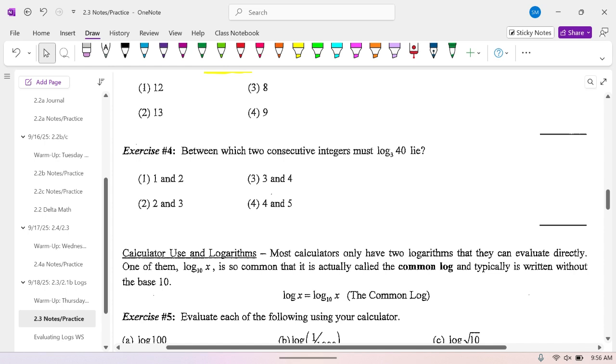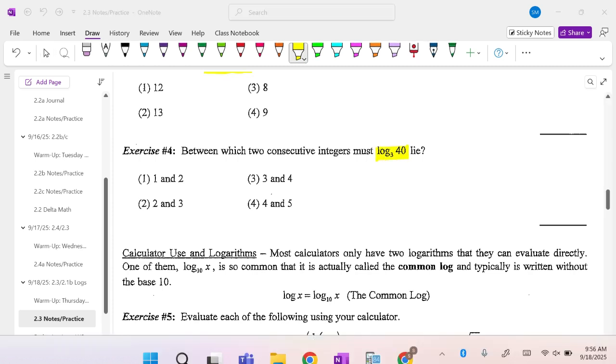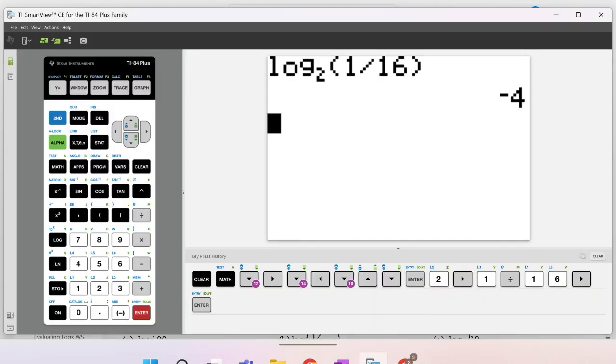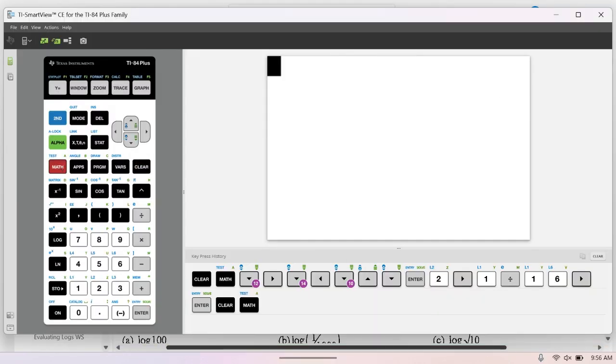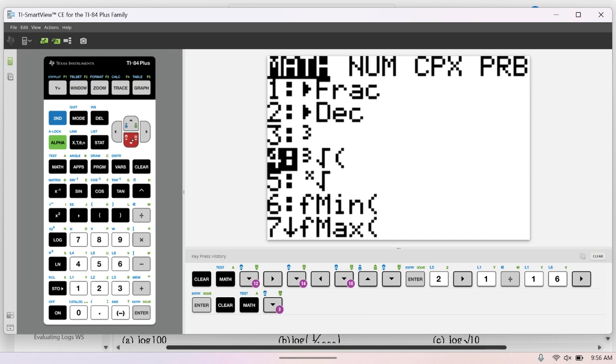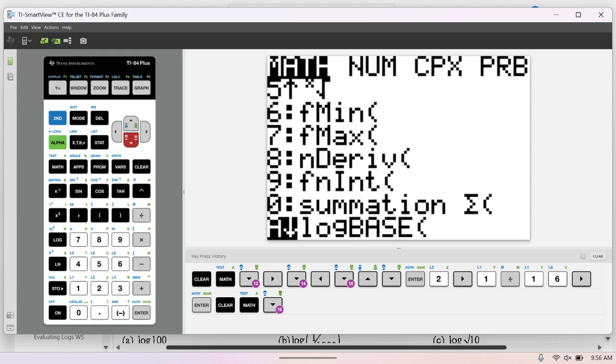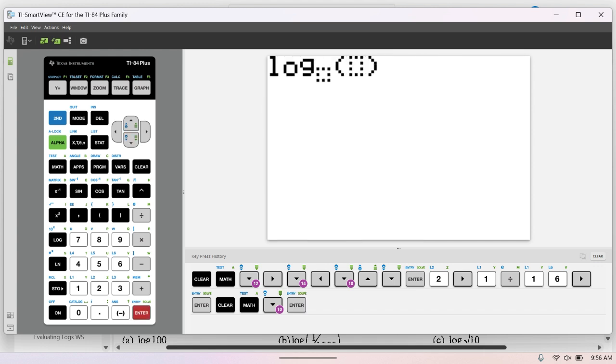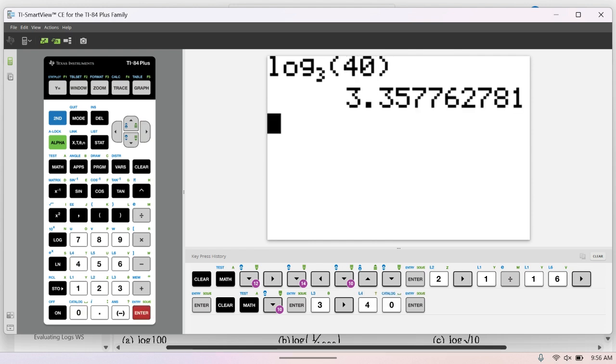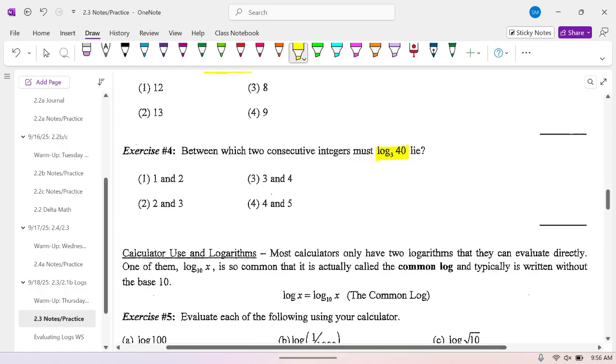Now, exercise 4, they're asking between what 2 integers does log base 3 of 40 lie? So we're just going to put that in our calculator and see what we get. If I hit math, scroll all the way down until I see log base, hit enter. I have 3 as the base, and my argument's 40. So 3.357-ish. So this will be between 3 and 4.